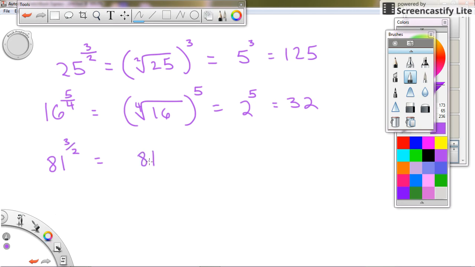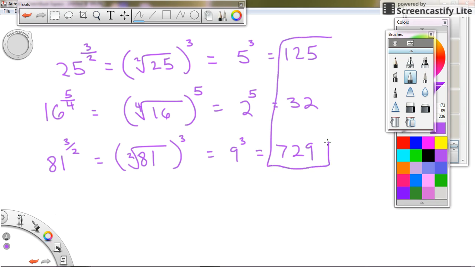Okay, so we're going to take the square root of 81, and then we're going to raise that to the 3rd power. Remember, taking the denominator's root, raising to the numerator's power. The square root of 81 is 9. We're going to take 9 to the 3rd power, which I believe is 729. And that's your answer. These right here will be your final answers.